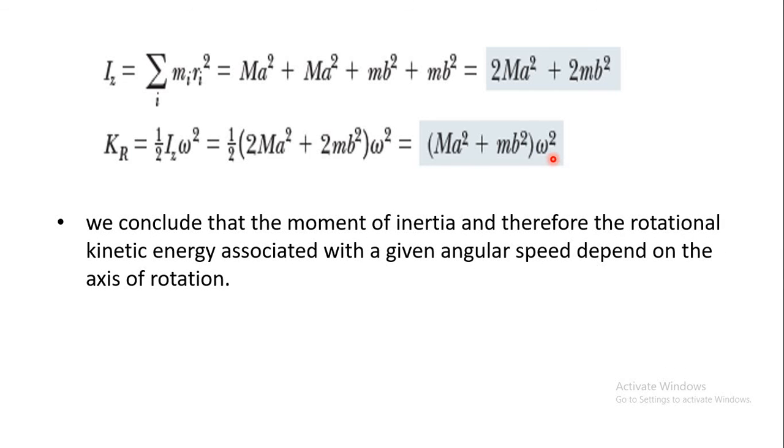So we can conclude from that example that the moment of inertia, and therefore the rotational kinetic energy, is associated with the axis of rotation. It depends on the axis of rotation.